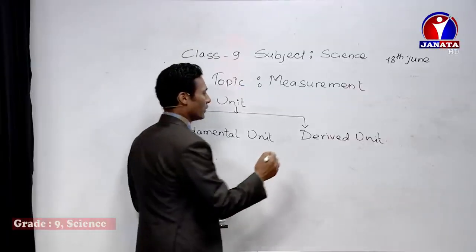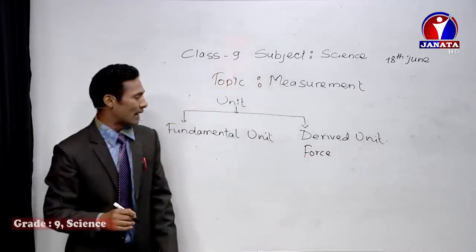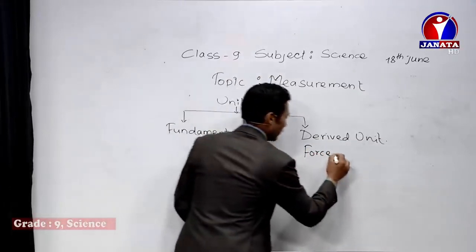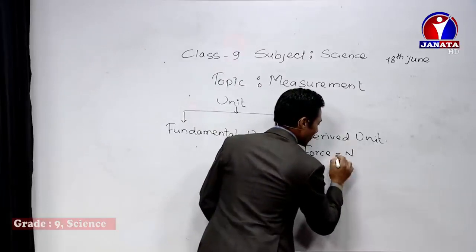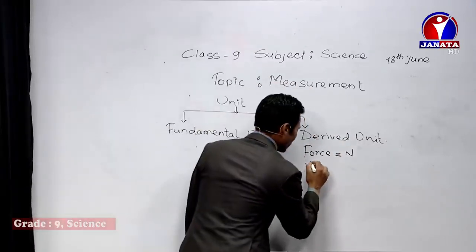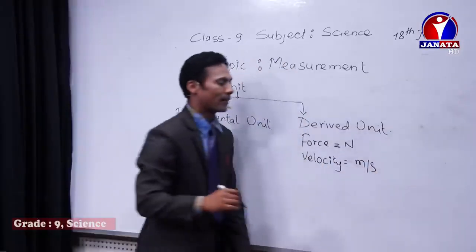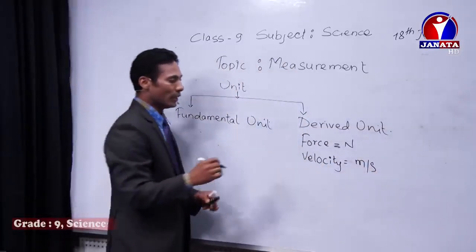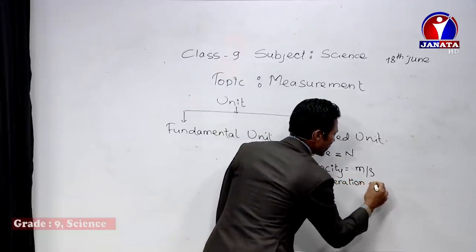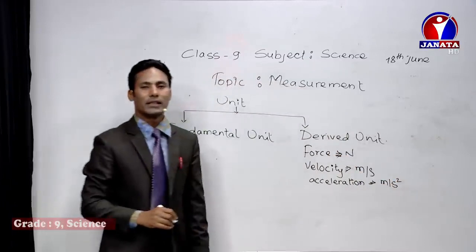So let me give one example. If there is force, it is a derived quantity, and the unit of this force is called the derived unit. So the unit of this one is Newton, right? So it is a derived unit. Similarly, if there is velocity, that is meter per second, it is also a derived unit, right? Similarly, if I say acceleration, the unit of acceleration is meter per second square. This is also a derived unit.